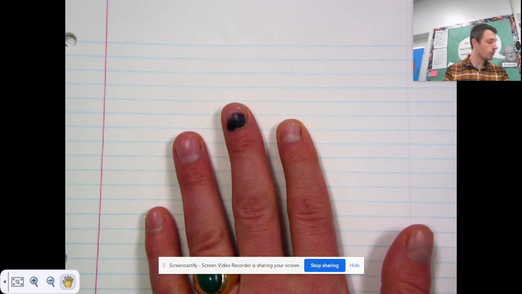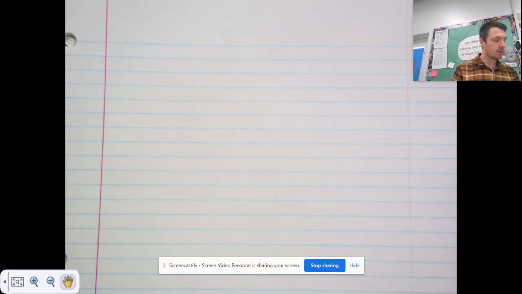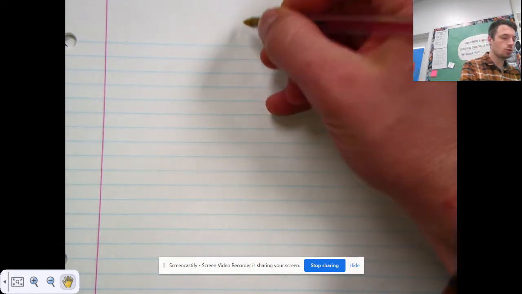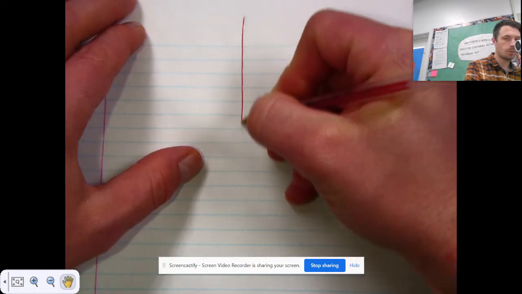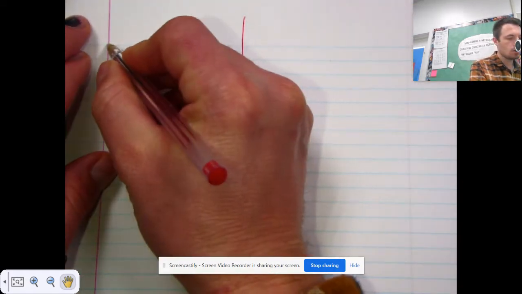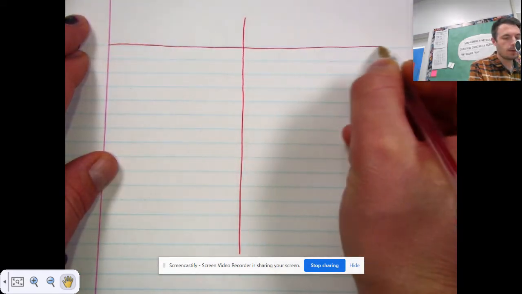Hello there, welcome to your next math lesson. Please open up your math notebook to the next available page. And at the top of that page, I want you to make a T-chart. It looks like this, okay?